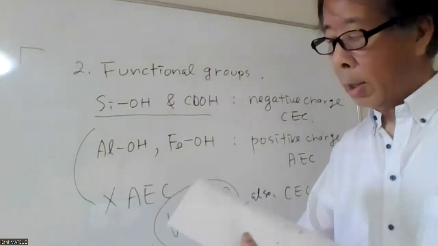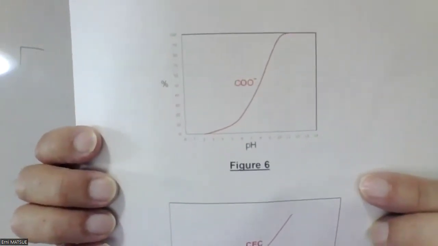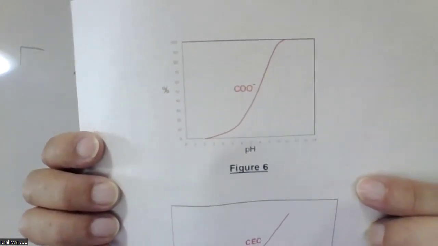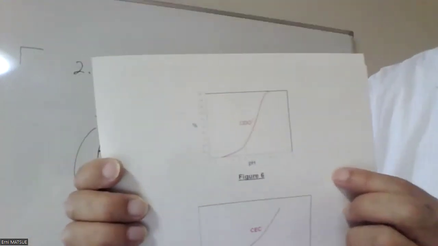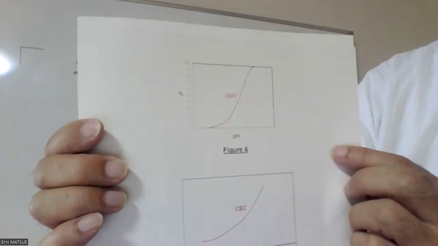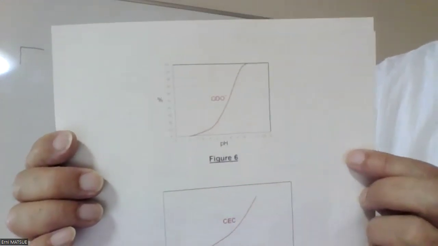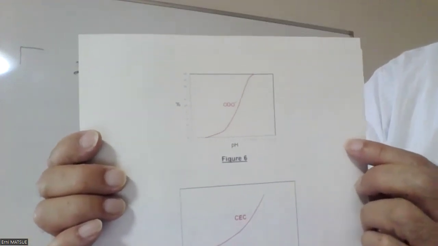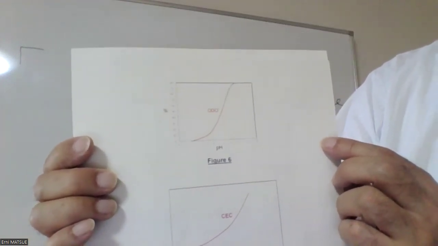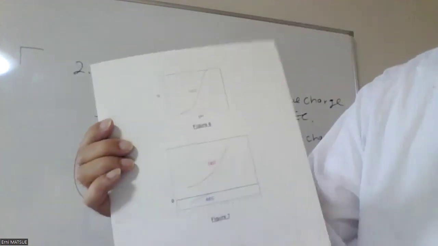Next, figure 6. Figure 6 is the COOH of humus. COOH dissociates from about pH 3 or 4, and the dissociation increases with increasing pH, just like acetic acid.